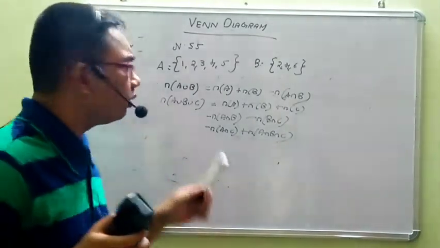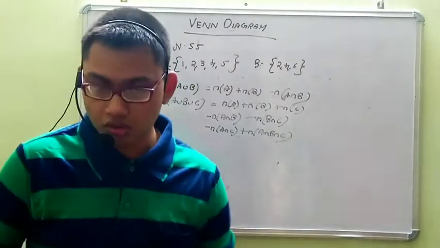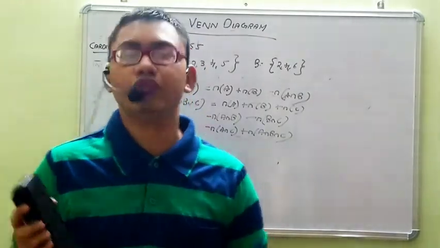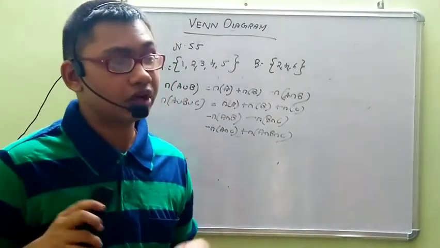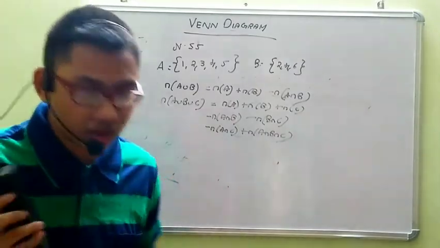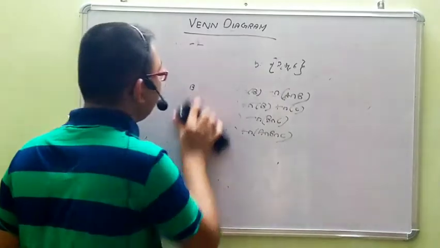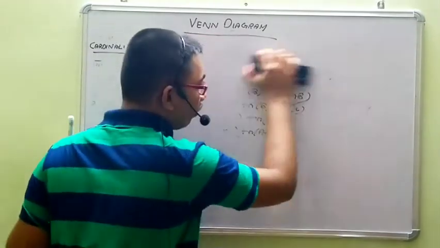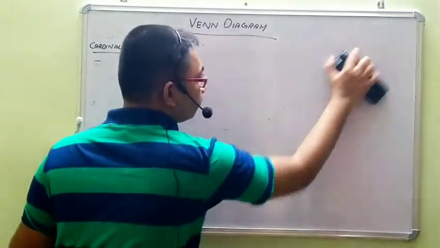It is okay for 3 sets, but if there are more, then it will be somewhat difficult. Is there any method by which we can find the number of elements simply, like a graphical or diagrammatic method? Yes, there is one method. That method by which we find the cardinality of a union or something is called the Venn diagram.